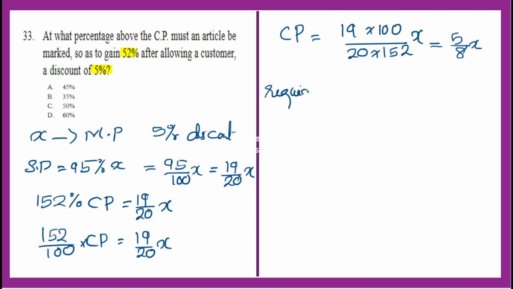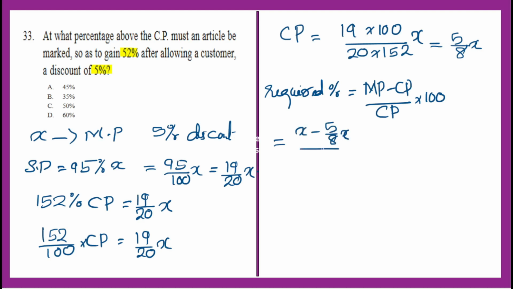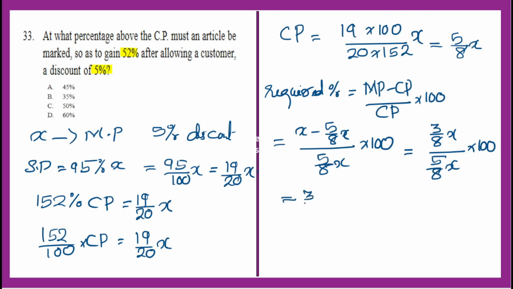Then required percentage equals MP minus CP by CP times 100. That equals x minus 5 by 8x by 5 by 8x times 100. That equals 3 by 8x by 5 by 8x times 100. Now after simplification, 3 by 5 times 100 equals 60%.